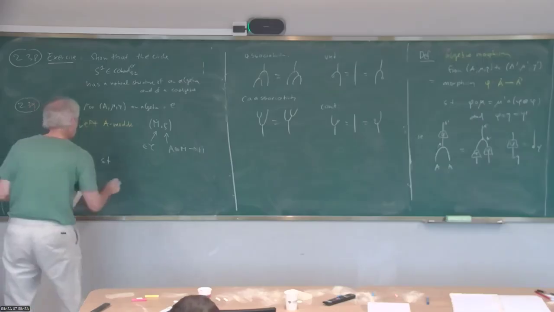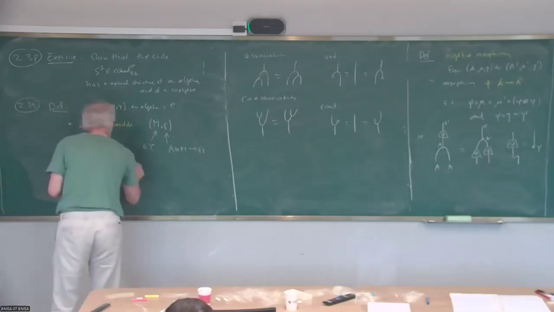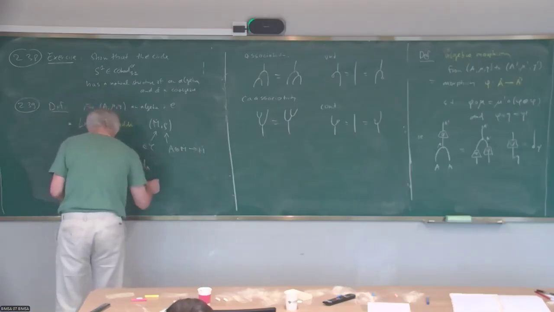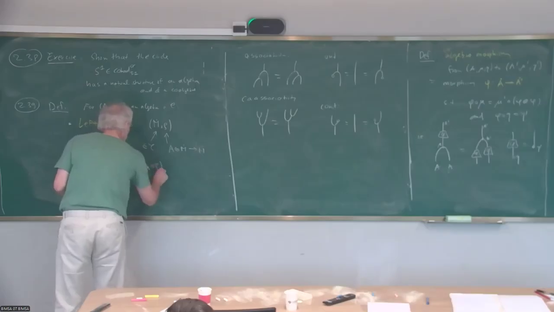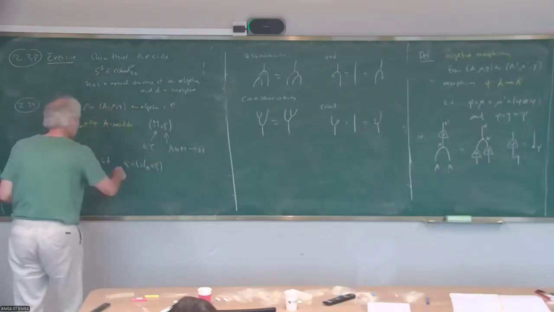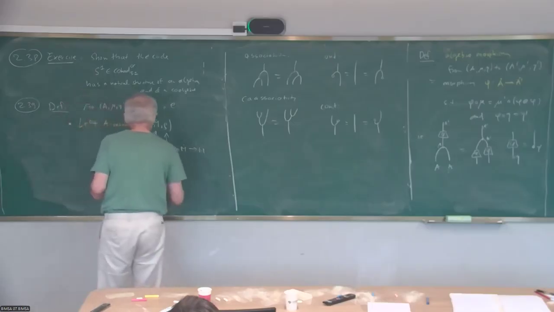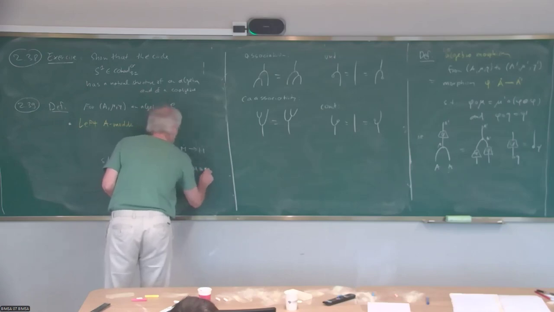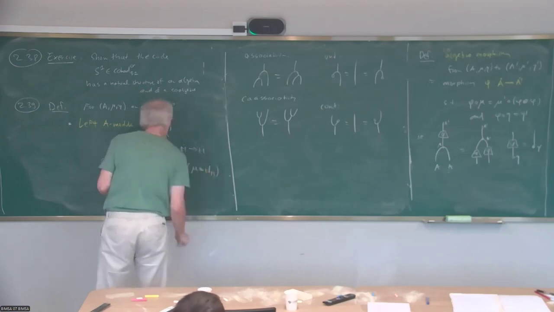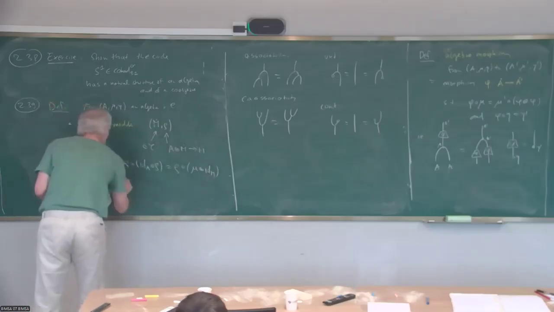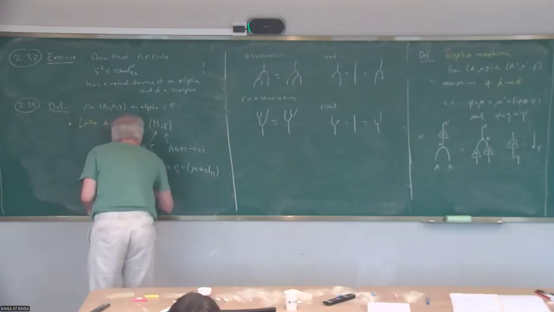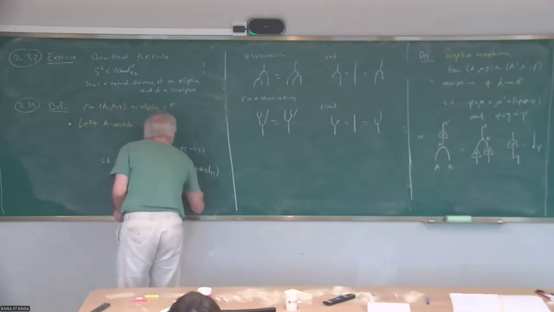and I write this in formulas, but then directly will give a graphical description. Rho composed with identity on A tensor rho is the same as rho composed with mu tensor the identity on M, and rho composed with eta tensor the identity on M is the identity on M.